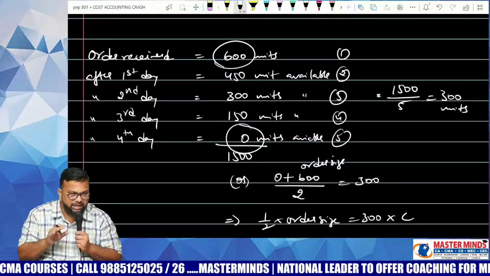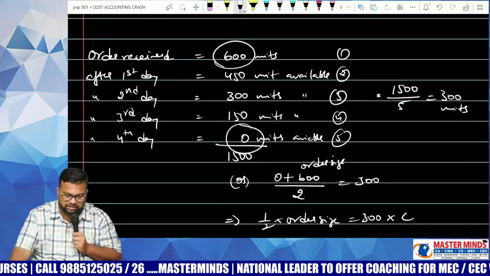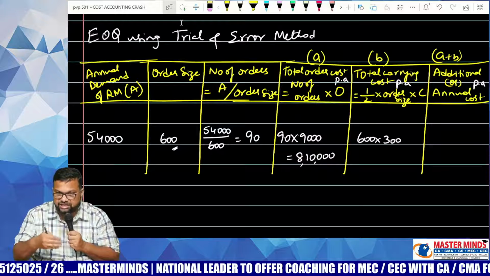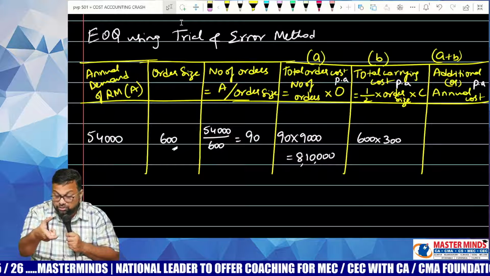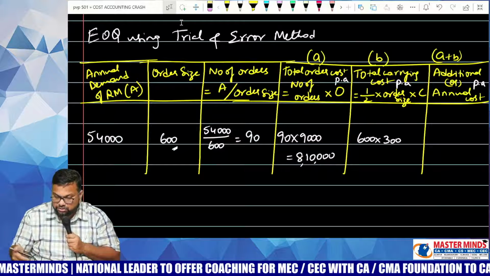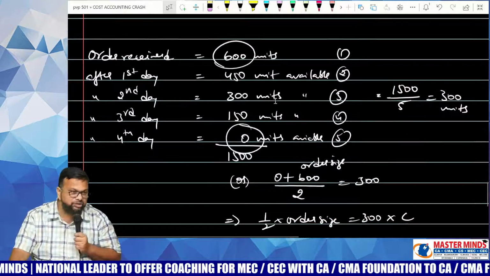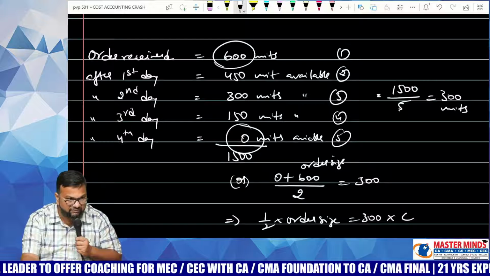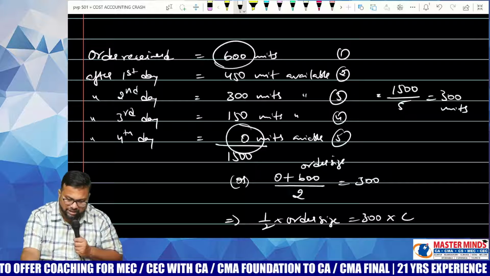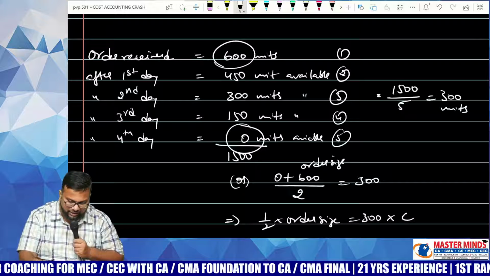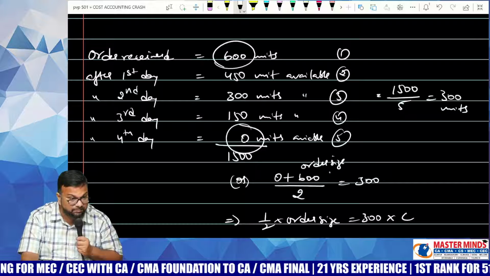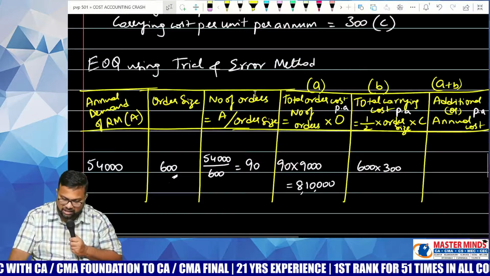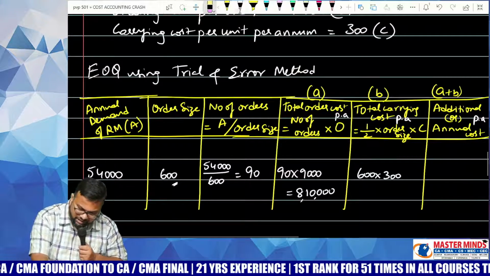The issue here is that if average consumption was not given, then this would have been correct: 600 into 300. But here there is average consumption. That means day by day your raw material is decreasing. So you have to take an average of it. Altogether in 5 days' time, the total will be 1500 divided by 5, equal to 300 units. The same calculation can also be done this way: 0 plus 600, nothing but the order size, so it can be written as half into order size. That is the reason why the formula will be half into order size into C.